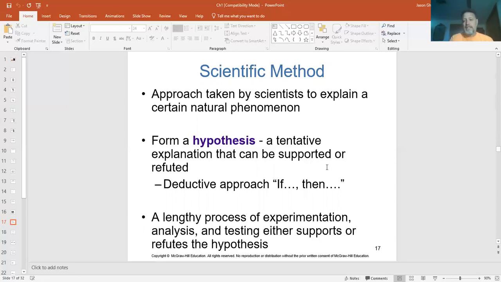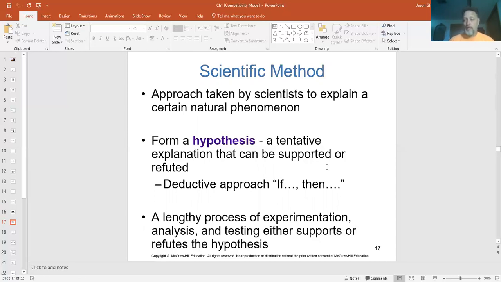So it starts. You see something. You form your question, your hypothesis, which is your educated guess. All right, it's the best answer you can come up with from what you know. So then you design an experiment to test that. Then you run your experiment, you analyze it, and you get your results.